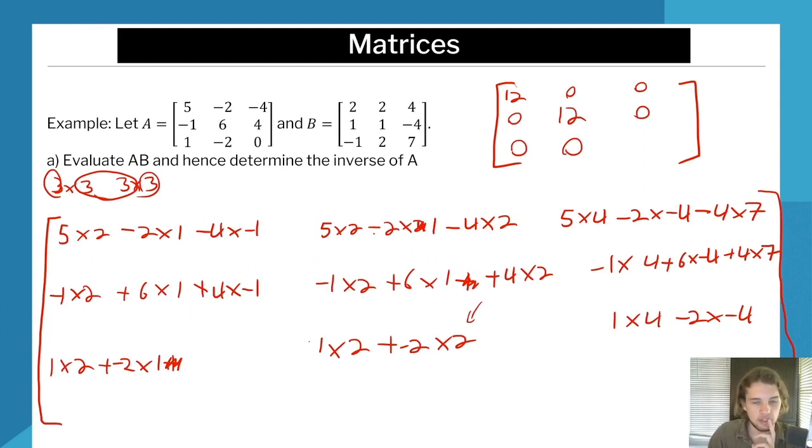So we can look down here. This is row 3, column 2. So this should be 1 times 2, and then minus 2 times 1 is actually the answer. So yep, this culminates in 0 as well. And then we have 4 plus 8, sorry. So that's 12. So that means that A times B was equal to 12 times the identity.